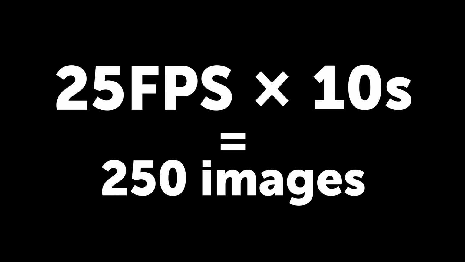Now before you start shooting, it's a good idea to plan how many images you're going to actually need. To figure this out, we need to decide on how many frames per second we want our animation to have. Let's say we want 25 frames per second, and if that's what we want, then we're gonna want a 10-second animation, which is made up of 250 images.